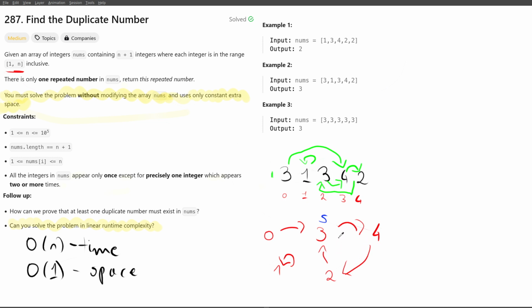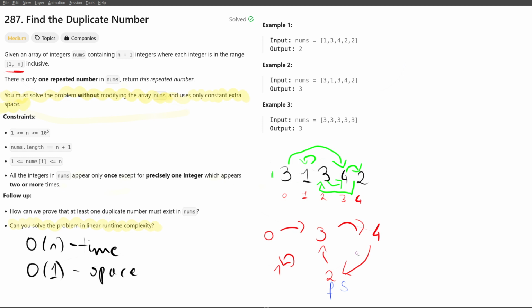After another step, s is here and f is here. And after another step, s is here and f is also here. Since this happened, we can now be sure that there is a cycle, but we already knew that.